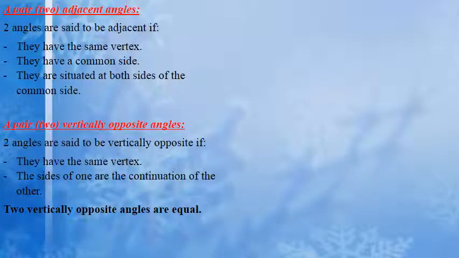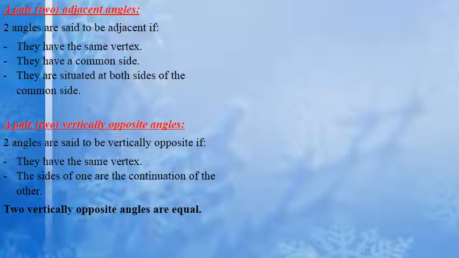If we are talking about a pair of angles or 2 angles, this pair of angles might be adjacent angles. What do we mean by adjacent angles? Two angles are adjacent if they have the same vertex, if they have a common side, and if they are situated at both sides of their common side.